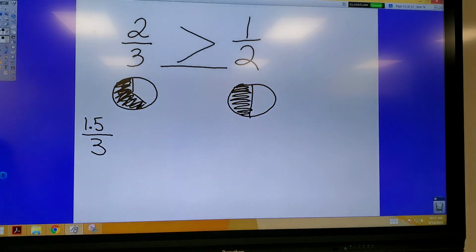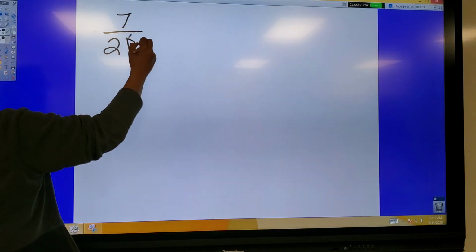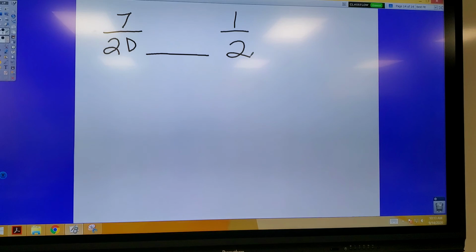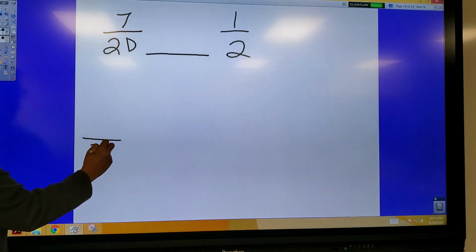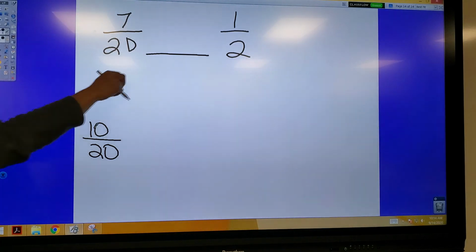So on your assignment, you're going to say if something is more than a half, or less than a half, or equal to a half. Let's do one more of those, and then we will be finished. Let's say we have 7/20. What over 20 would be exactly 1/2? 10/20 would be exactly 1/2. So 7/20, is that less or more? Less.